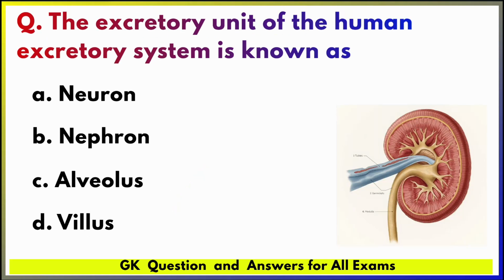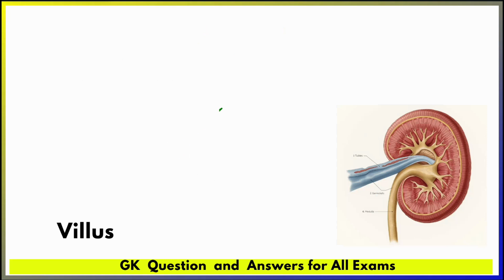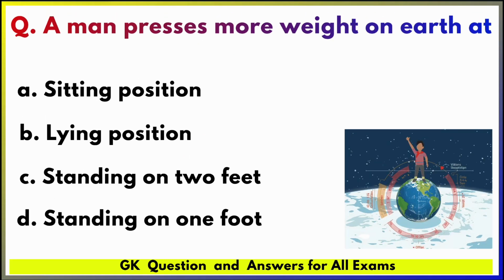The excretory unit of the human excretory system is known as. Right answer is nephron. A man presses more weight on earth at. Right answer is standing on one foot.